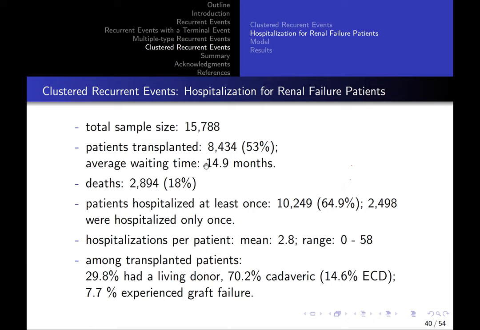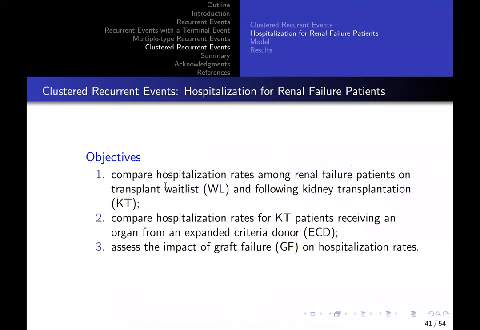Of the 15,788, about 53% are transplanted. That's the exposure of interest. But they have to wait an average of 15 months to get transplanted, so that's the average wait time. In this, they didn't consider death as informative censoring. They considered it as censoring. The main objective of that study was to compare hospitalization rates among those with graft failures and compare hospitalization for the kidney transplants. Also, they wanted to assess the impact of graft failure on hospitalization.